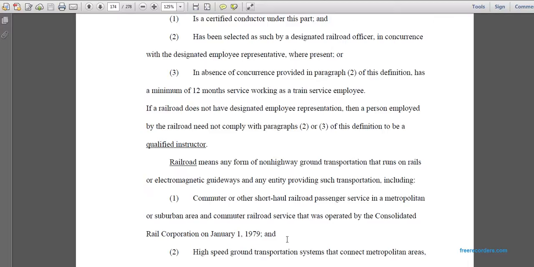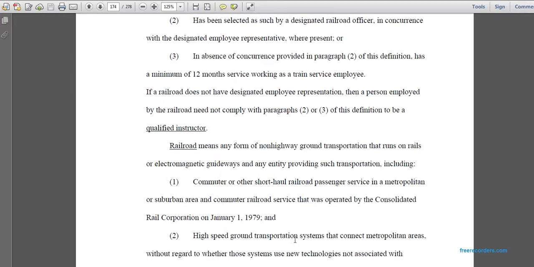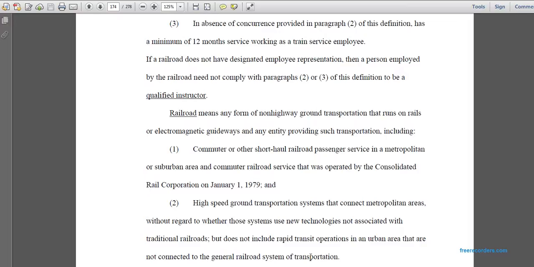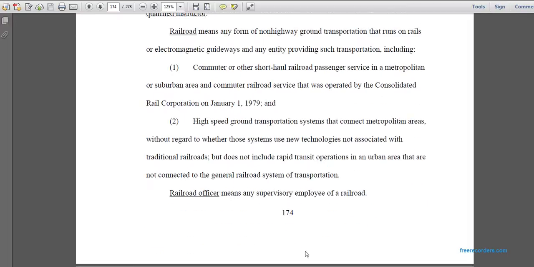Railroad means all forms of non-highway ground transportation that run on rails or electromagnetic guideways, provided by any entity, including commuter or other short-haul railroad passenger service in a metropolitan or suburban area, and commuter railroad service that was operated by the Consolidated Rail Corporation on January 1st, 1979. It also includes high-speed ground transportation systems that connect metropolitan areas, regardless of whether they use new technologies not associated with traditional railroads, but does not include rapid transit operations in an urban area that are not connected to the general railroad system of transportation.